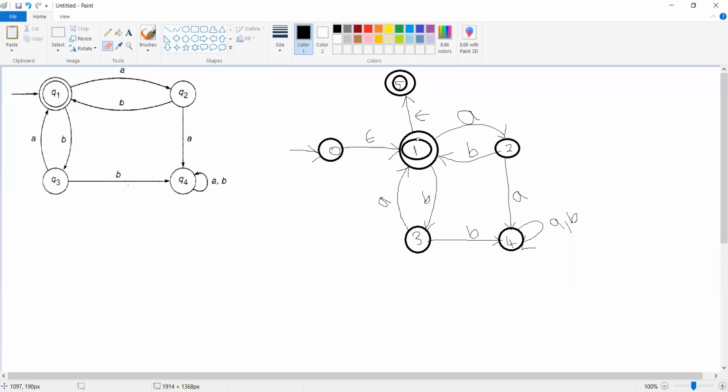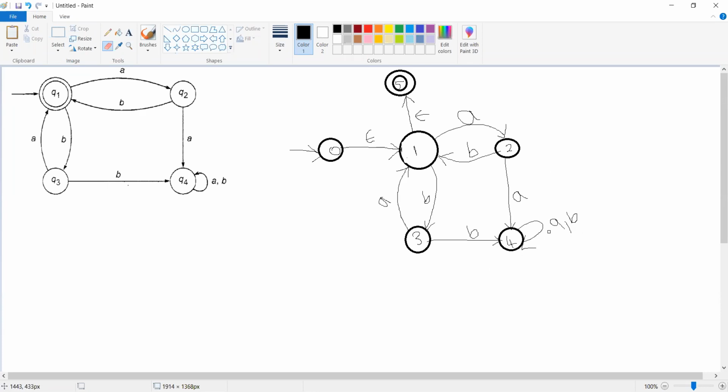Then the old final state is not going to be a final state anymore. It is going to become a normal, non-final state. So this is how we have the completed diagram right now. Now we can select any one state for removing. I am going to select state 4 for removing.